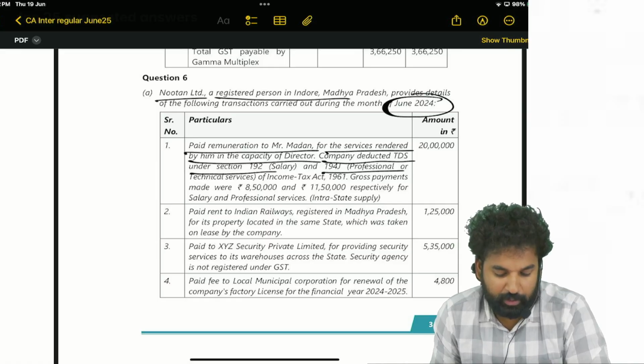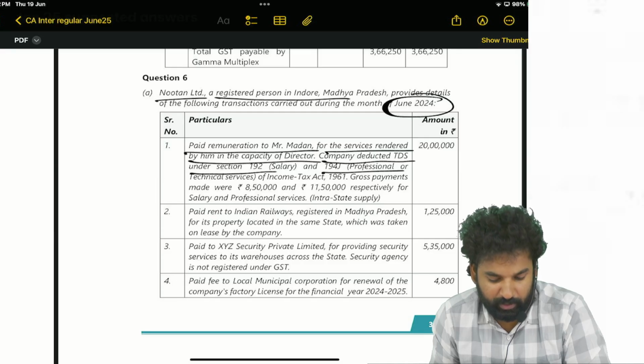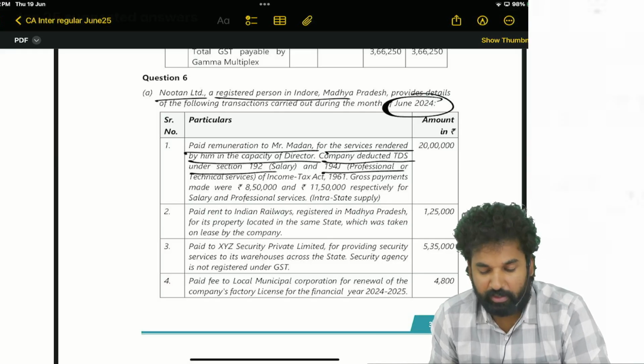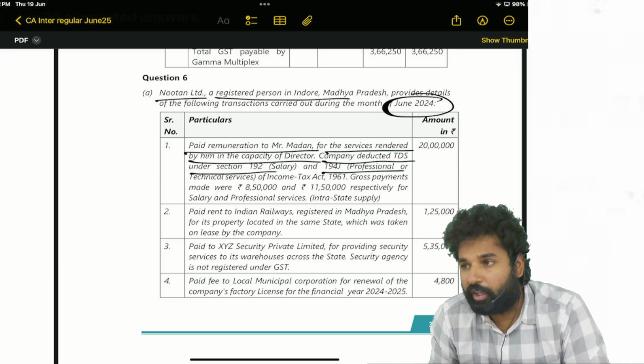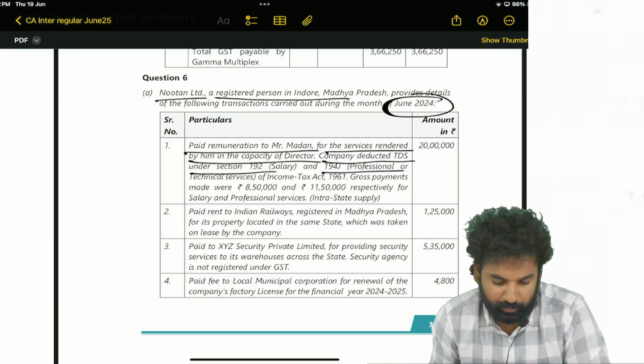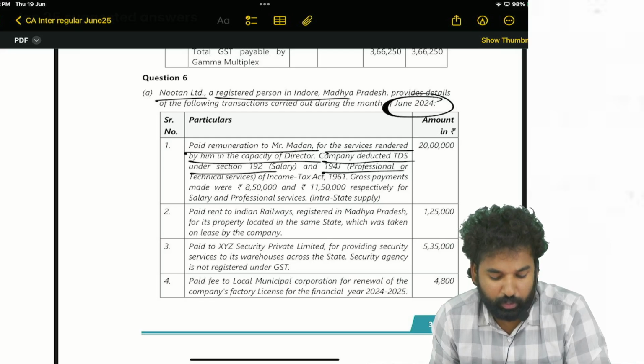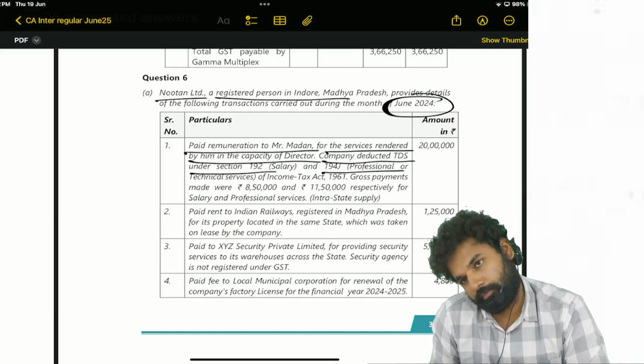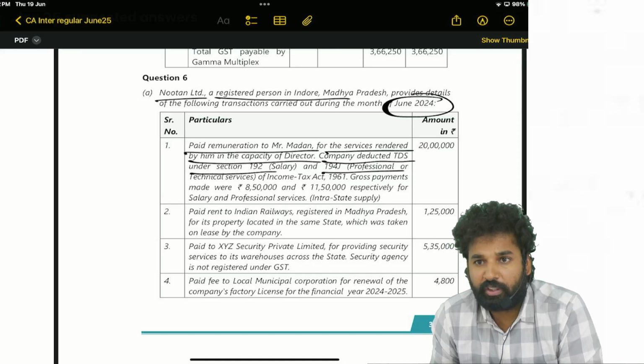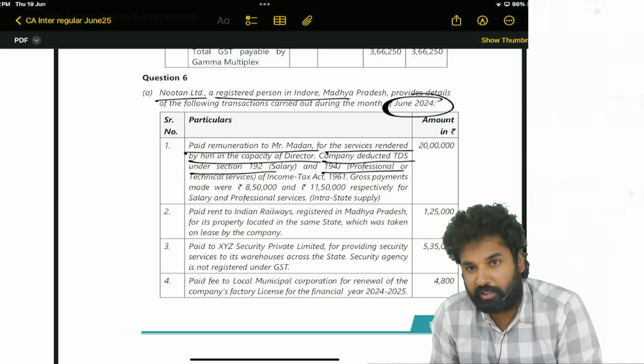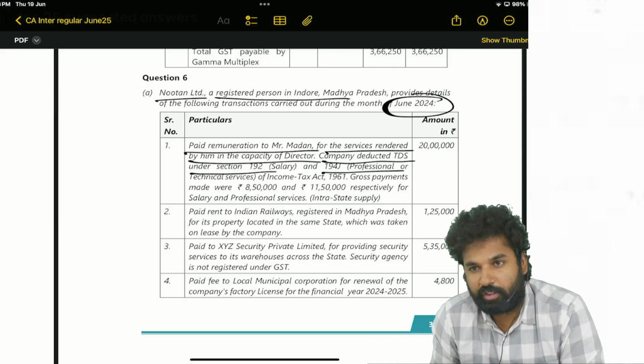Okay, one thing. Next, paid rent to Indian Railways, registered in Madhya Pradesh, for its property located in the same state which was on lease by the company. Indian Railways is providing service by renting of immovable property. Reverse charge. Paid to XYZ Security Private Limited for providing security services to its warehouse across the state. Security agency is not registered under GST. Reverse charge. Security services not registered under GST, but it is a private limited company. Private limited company means body corporate.